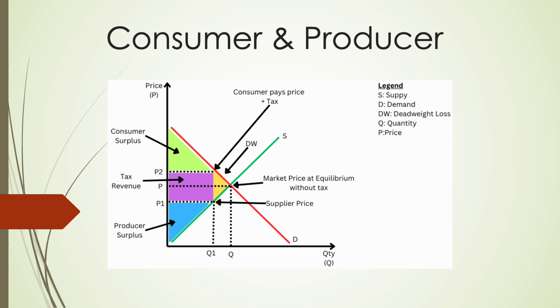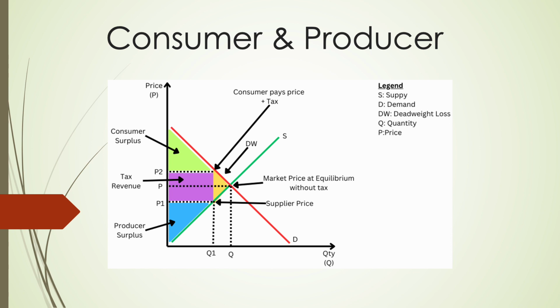Impact on consumer surplus. The imposition of a consumption tax shifts the supply curve upwards, leading to an increase in the price paid by consumers. As a result, consumer surplus decreases as consumers have to pay a higher price for the same quantity of goods. The new equilibrium price is higher than before the tax was imposed, leading to a loss in consumer surplus.